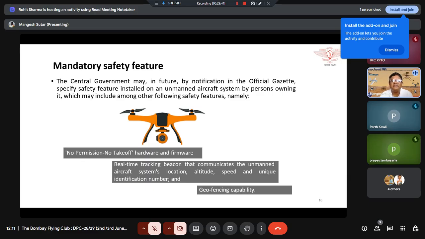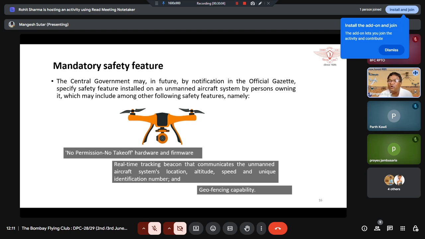The second mandatory feature is the real-time tracking beacon. Okay, this is called the ADSB feature, automatic dependent surveillance beacon, that communicates the unmanned aircraft system location, altitude, speed, and unique identification number.